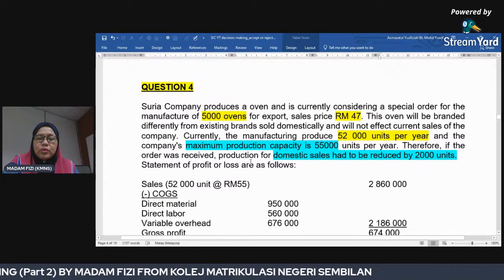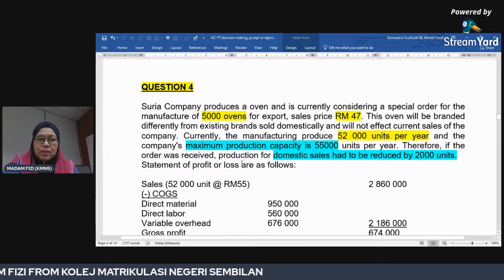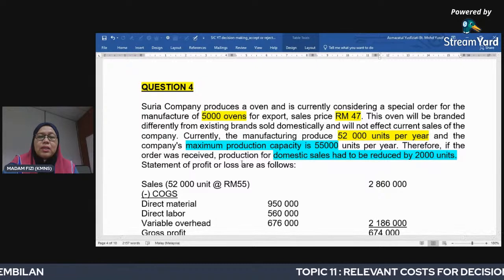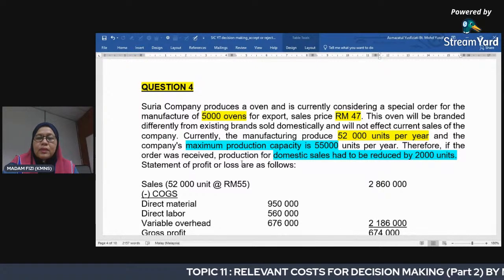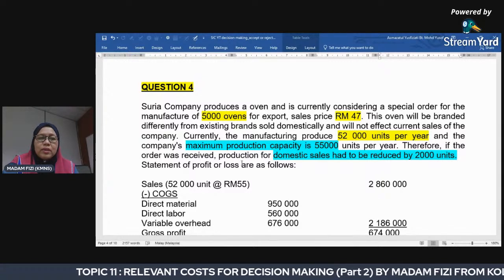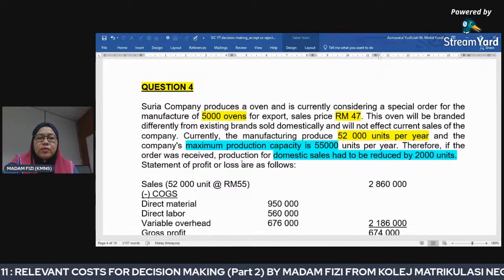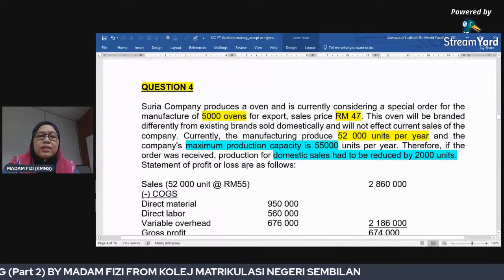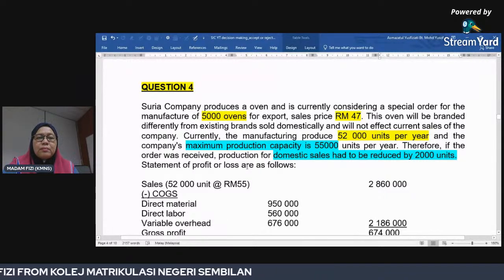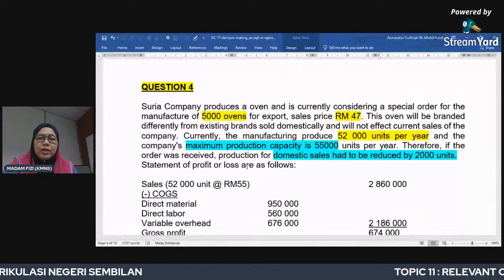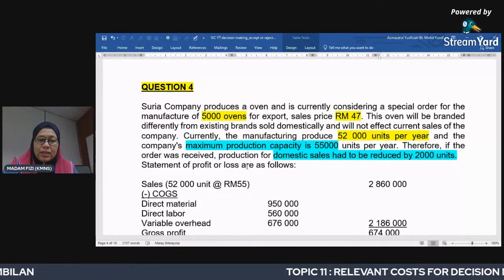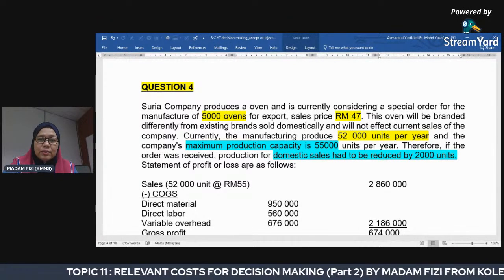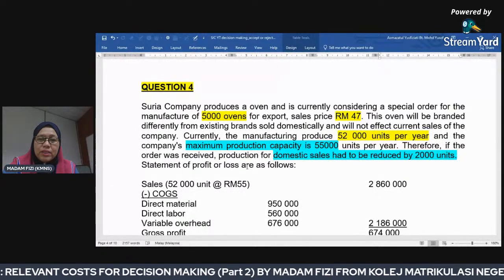Currently, the manufacturing produce 52,000 units per year and the company maximum production capacity is 55,000 units per year only. Therefore, if the order was received, production for domestic sales has to be reduced by 2,000 units. Okay, so apa maksud dia dekat sini? Okay, capacity maksimum yang company ni boleh buat adalah 55,000 sahaja. So sekarang dia dah buat 52,000. So maksudnya ada extra lagi 3,000. Tapi special order tu nak 5,000.